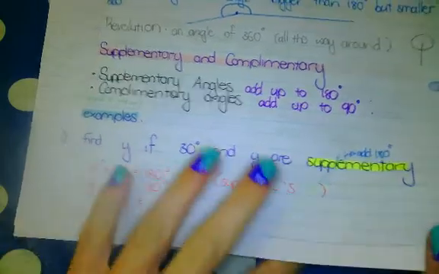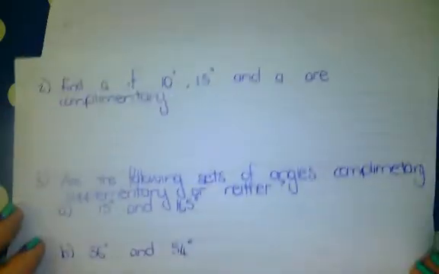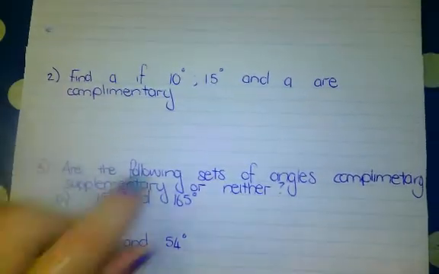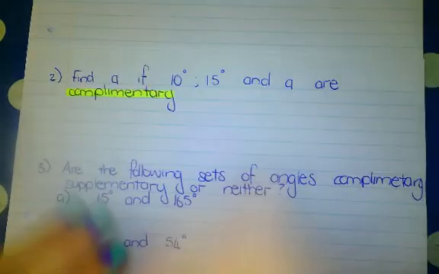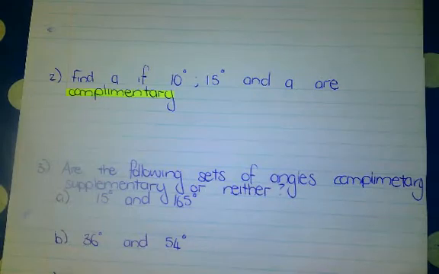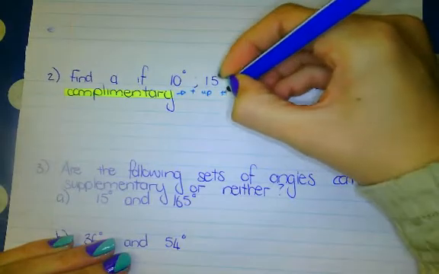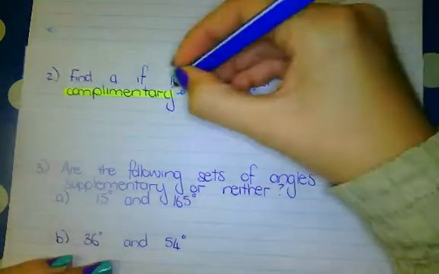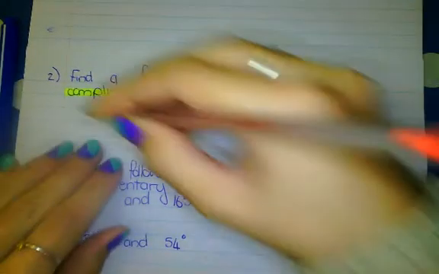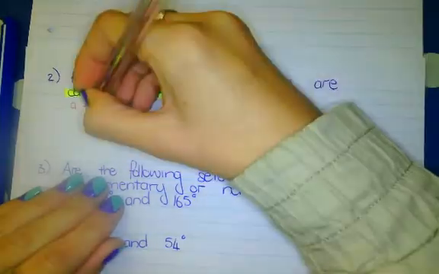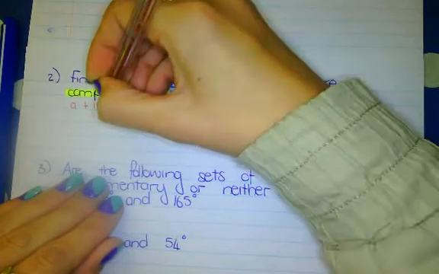Okay, next example. Example 2. We're going to find the value of a if 10, 15, and a are complementary. They've told us that those three angles add up to 90 degrees. Remember, complementary means they add up to 90 degrees. So I've got these three angles, 10, 15, and a, all added together must give me 90. So let's write that down: a plus 10 plus 15 equals 90 degrees.